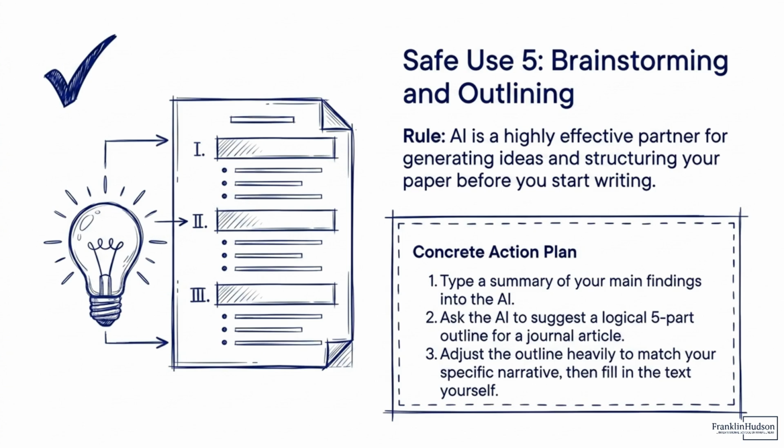The action plan here is iterative. Provide the AI with your primary findings and ask for a suggested outline. Then adjust that outline heavily. The AI does not understand the specific weight or importance of your data. It only understands generic structural patterns. By tailoring the outline to your specific narrative, you use the AI to build the skeleton of the paper while ensuring that you, the human author, provide the meat and the intellectual substance. This collaborative planning leads to more structured and readable scientific outputs.